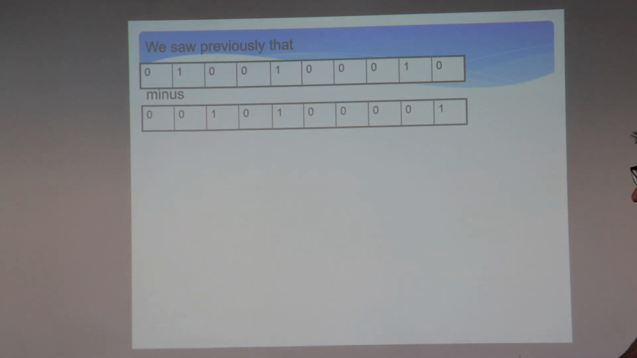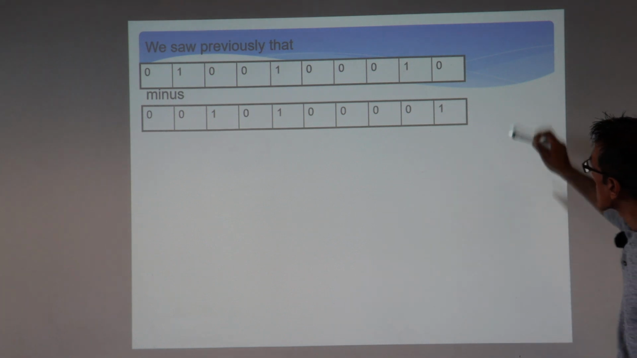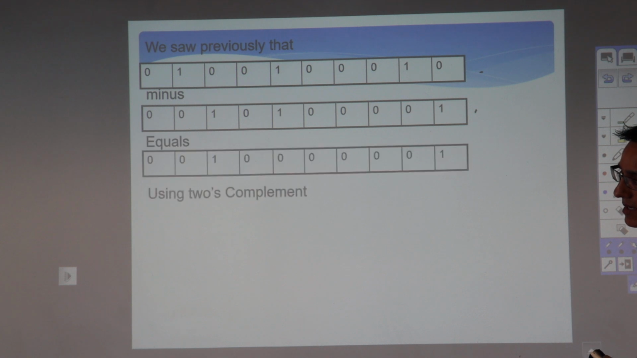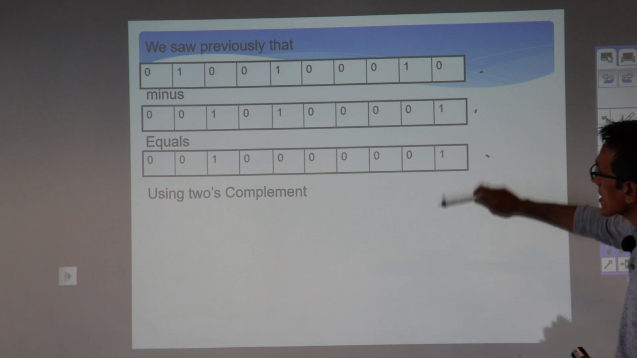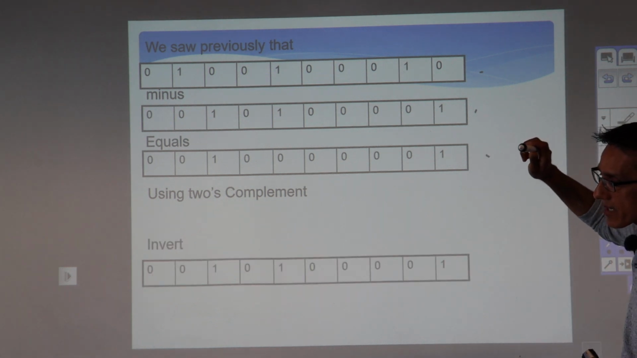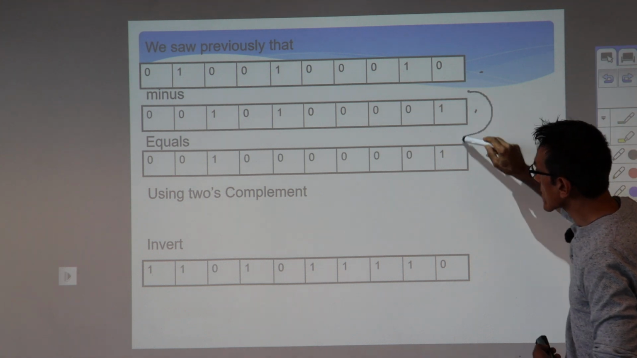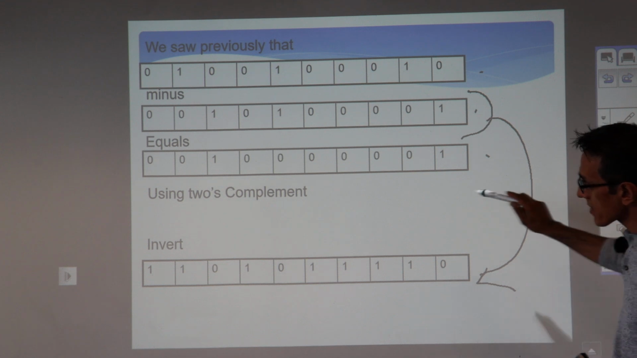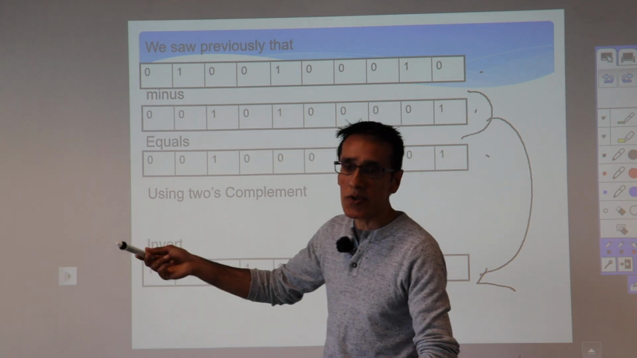So here's one. Top number, take away the second number. So this, take away this. That's what you should get. Using 2's complement, what we do is we invert the number which we want to subtract. That becomes this. Look at the bits. We invert the bits. In other words, the 1's become a 0 and the 0's become a 1.